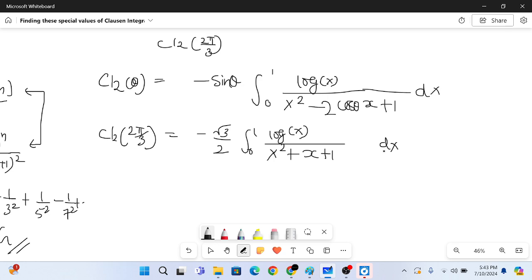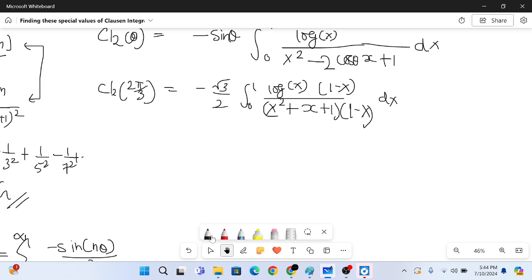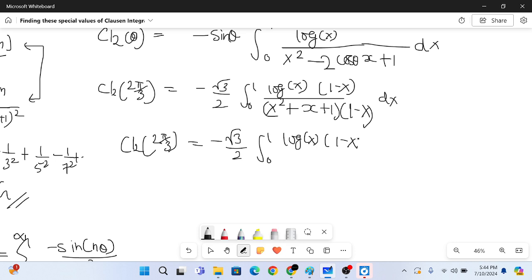I have dealt a lot on my channel with such kinds of denominators, where we just multiply by 1 minus x, and this becomes (a minus b) times (a square plus ab plus b square), which comes to be a cube minus b cube. This is a technique that we have been using quite a lot. So CL2 of 2 pi by 3 will be equal to minus root 3 by 2 times the integral from 0 to 1 of log x times 1 minus x over 1 minus x cube, dx.